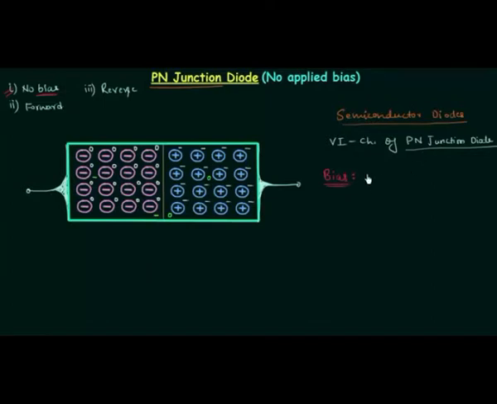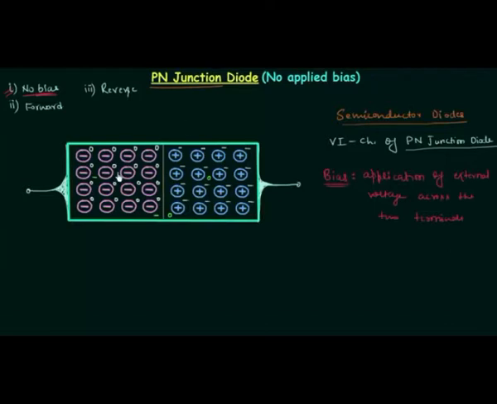I will write this down. Application of external voltage across the two terminals is called as bias. And if we apply no external voltage, it is called as no bias condition. So in this lecture, we are not going to apply any external voltage to this PN junction diode, and we will analyze the PN junction diode in this situation.